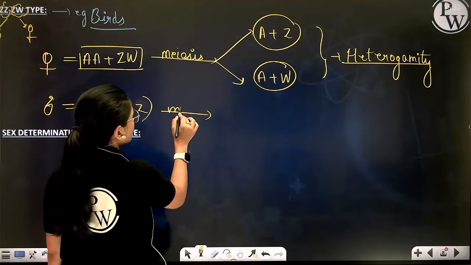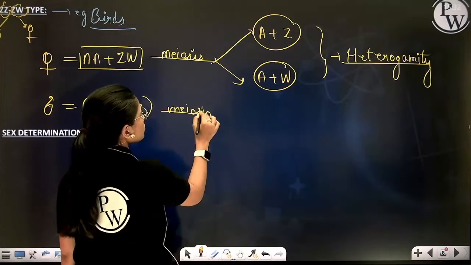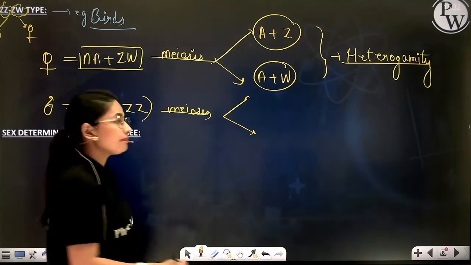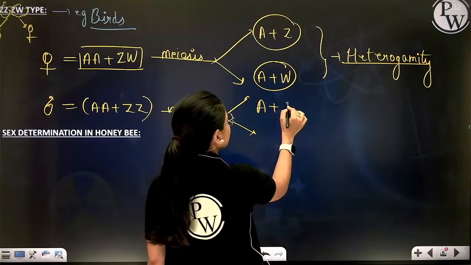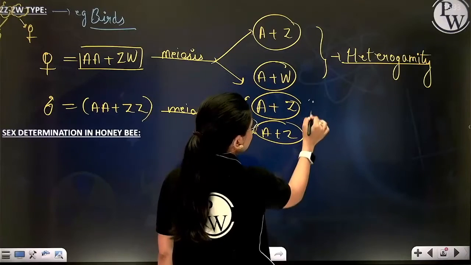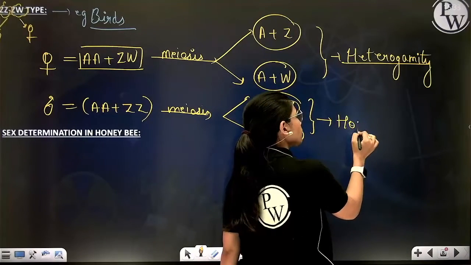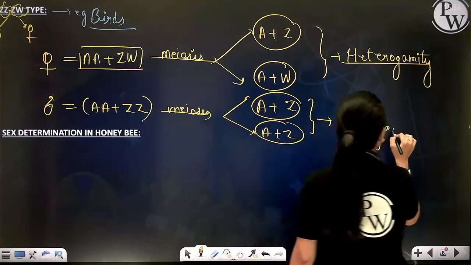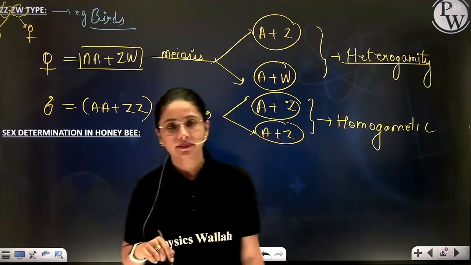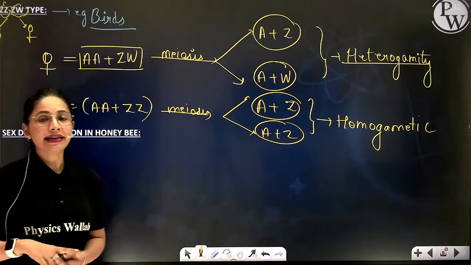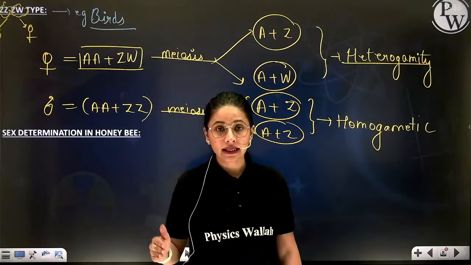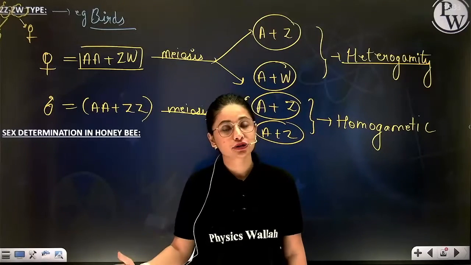When such a diploid cell undergoes reduction division, all the time it is going to produce the same type of gamete having Z as the sex chromosome. So here males are showing homogametic condition. Understood? These are the four different methods of sex determination which you see in terms of chromosomal arrangement.